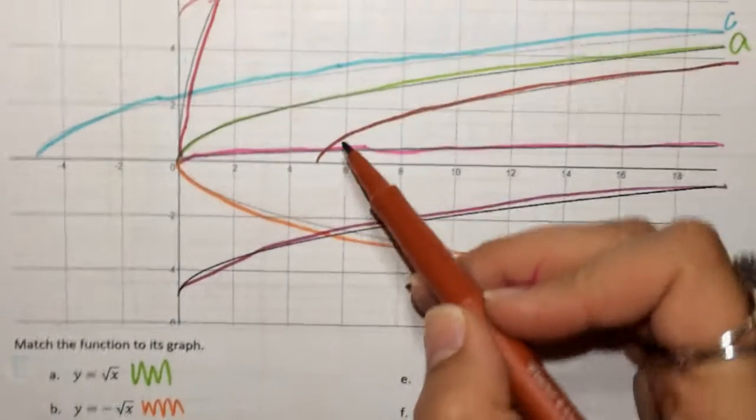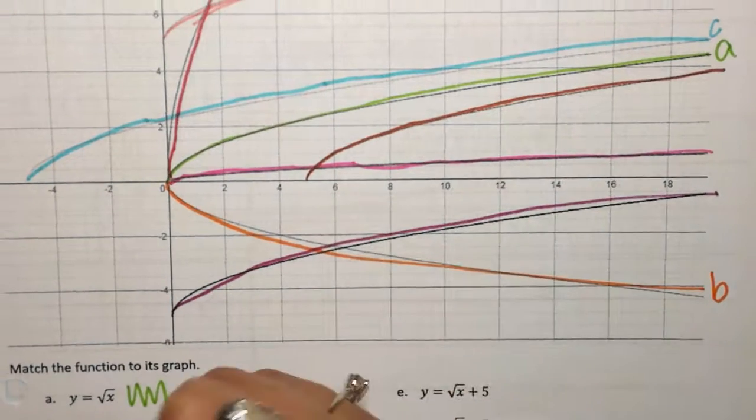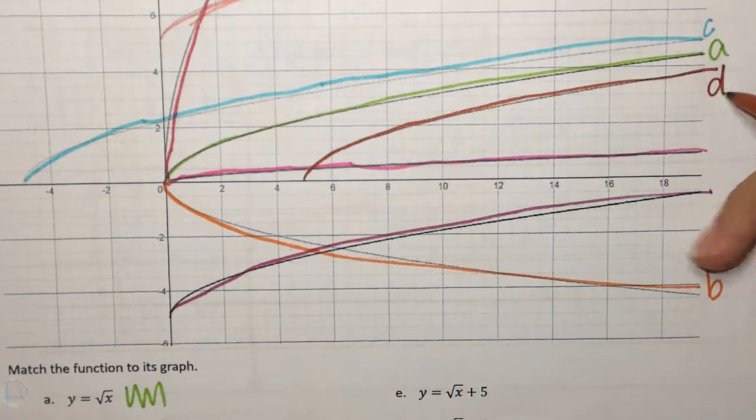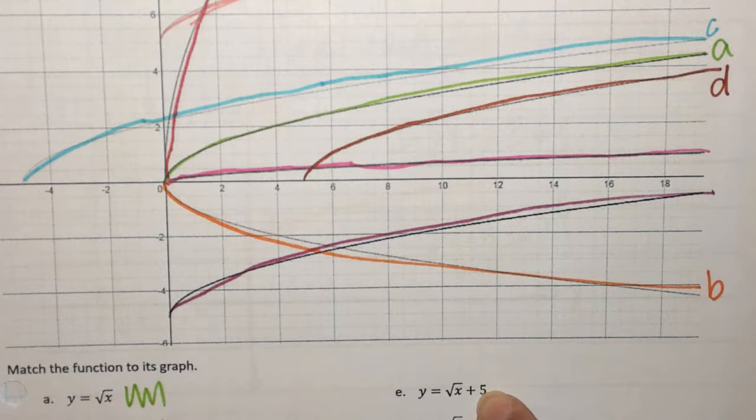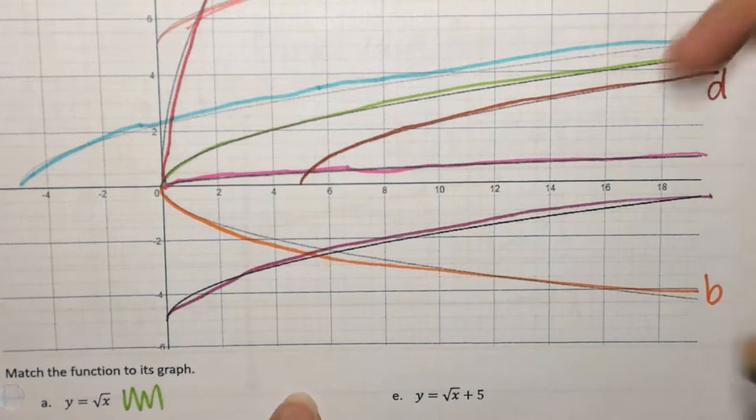Plus 5 moves it up 5, minus 5 moves it down 5. Thank you so much. Also, just wanted to remind everyone about exemptions. Okay, the last days. Now, plus 5 on the outside. Remember that moved it up 5. So that's going to be this one up top.